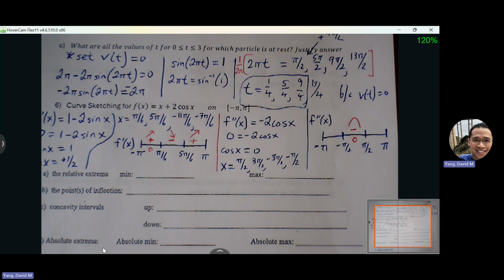Mr. Yang, for the relative extrema, do we need to find a y value? We will, not right now. We will when we are looking for absolute extrema. We'll plug them back into f and find all those ordered pairs, which we'll need as well for graphing purposes. But for your point of inflection, go ahead and find those y values, since we can do that at this stage.